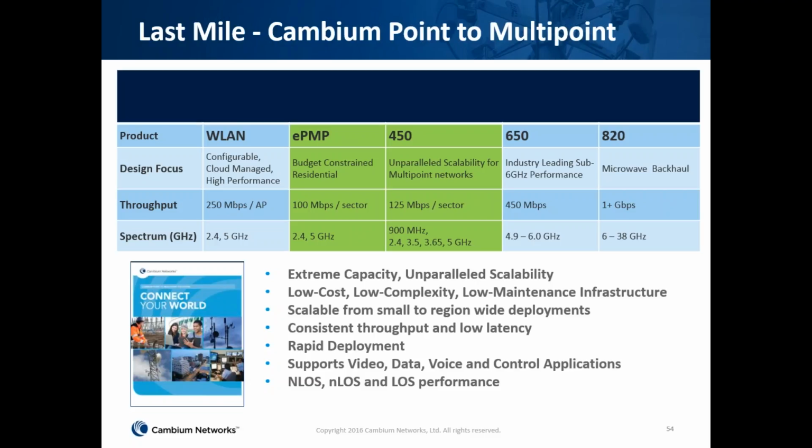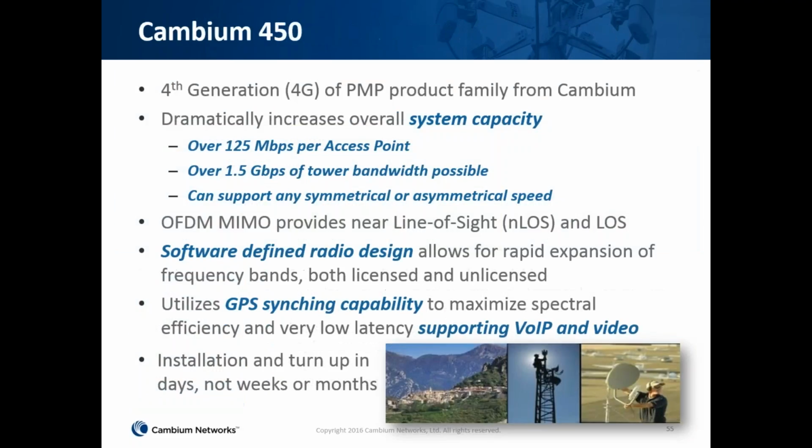We have our ePMP product. It provides a lot of the same features of the PMP 450 at a less expensive price. It's only offered in 2.4 and 5 gigahertz frequencies, whereas the 450 is offered in a number of additional frequencies that you can get. Once again, spectral availability is really key for this. Next slide, Colin.